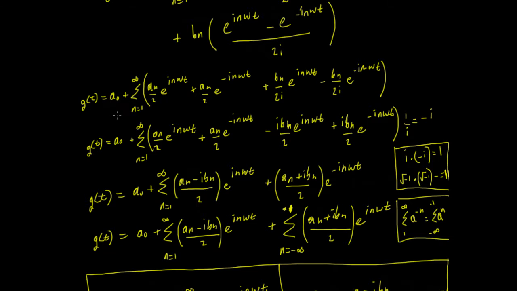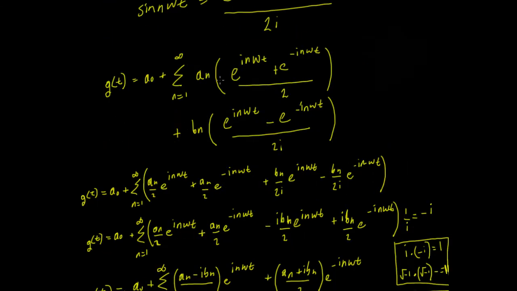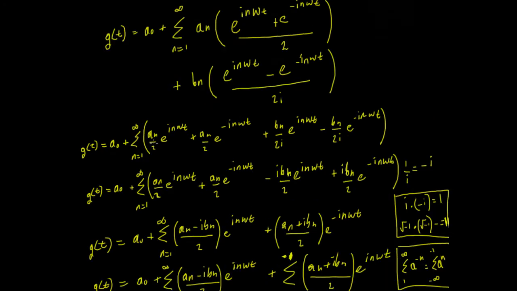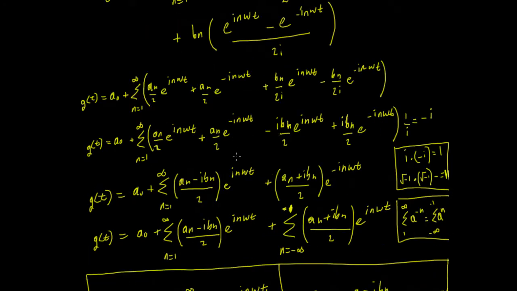We've multiplied that out, and this has become an upon 2 e to the i n omega t plus an upon 2 e to the minus i n omega t plus bn upon 2i e to the i n omega t minus bn upon 2i e to the minus i n omega t. Now we'll take this i up, and it becomes minus i, and again we take that i up, and that will become positive. We can do that because 1 upon i is the same as saying minus i.